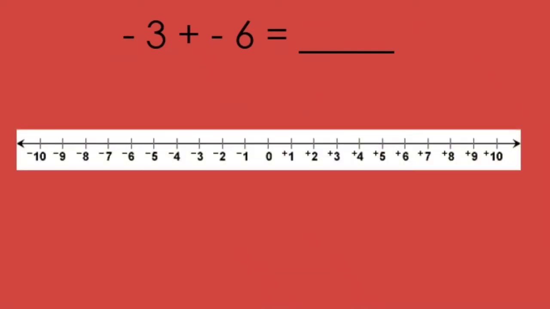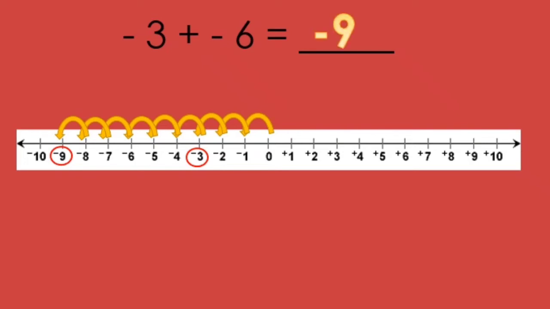Now let's add. Negative 3 plus negative 6 equals blank. Let's use our number line. So we will start from 0 and then we will jump to negative 3. So we have 1, 2, 3. And then from there we will add another negative 6. So let's jump 6 times more. So we have 1, 2, 3, 4, 5, 6. And we will end up in negative 9. That means our answer will be negative 9.